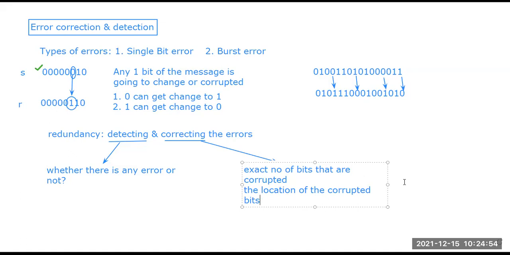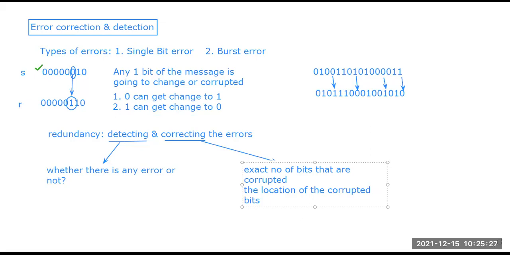So we need to first check what is the exact number of bits that are corrupted, and what is the location of the corrupted bits in the message. Here two important factors we can talk about: one is the number of errors and the other is the message size. These two factors are considered to find out the error correction process.